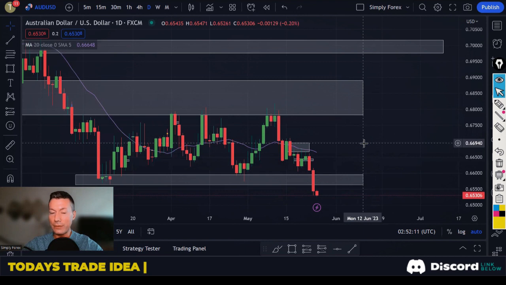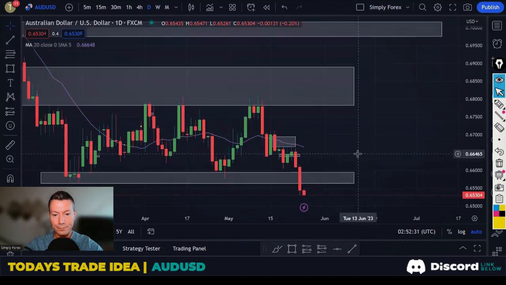Okay, trades for Thursday, the 25th of May. So I'm seeing a bit of further US dollar strength. I'm seeing a bit of Aussie dollar, New Zealand dollar weakness. So let's see how that manifests in terms of trade ideas, guys. All right, so the first one is this: Aussie dollar, US dollar.